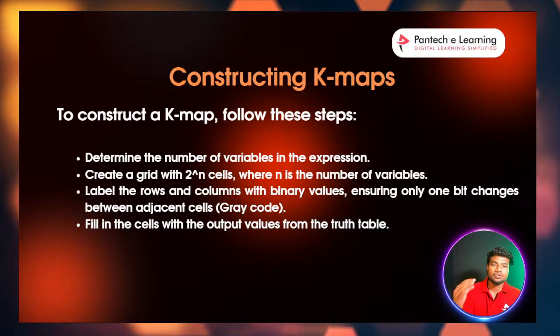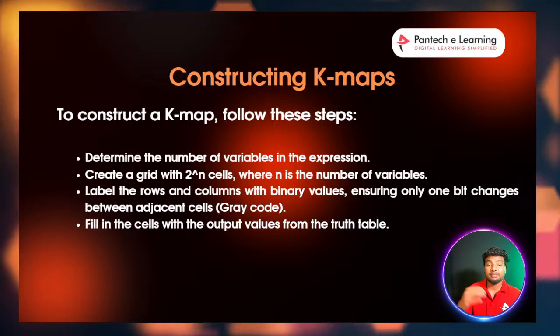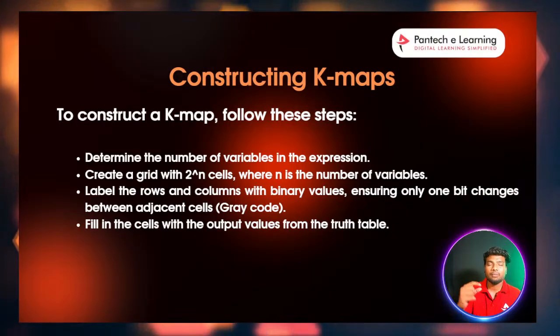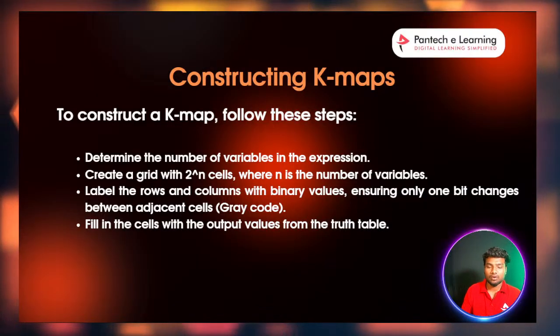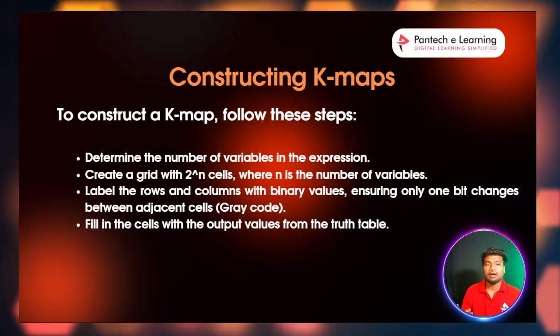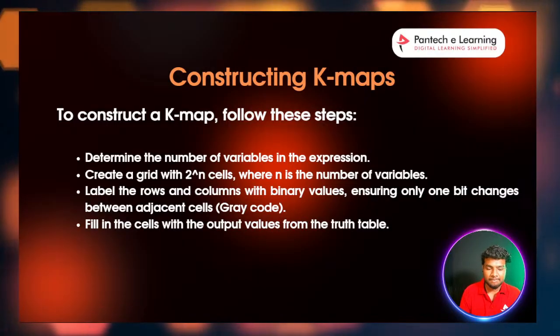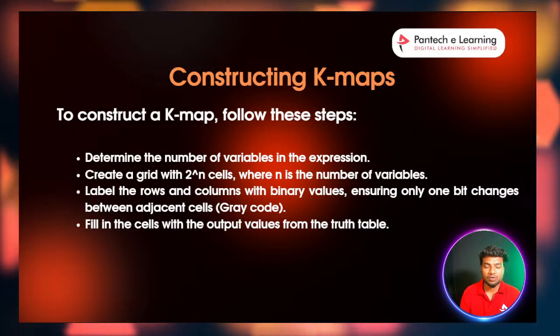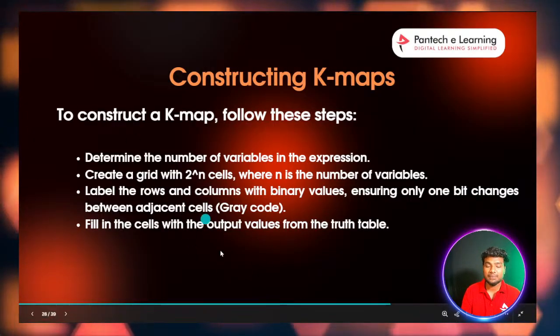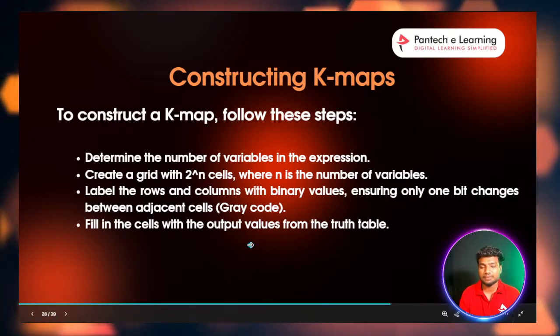There is an order like 00, 01, 10, 11. If I change this order so that only 1 bit changes, that is the gray code order. So gray code means changing 1 bit for consecutive values. And then fill the cells with output values from the truth table. These are the basic steps you have to follow to make the K-maps.